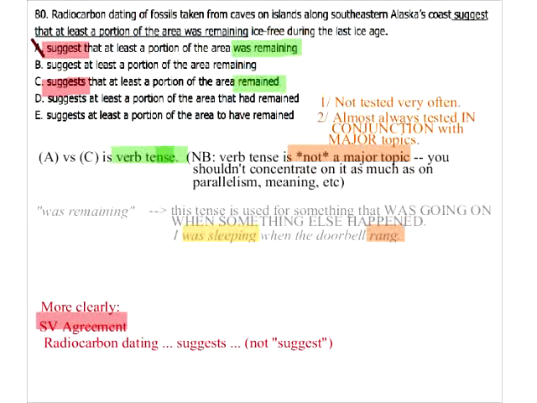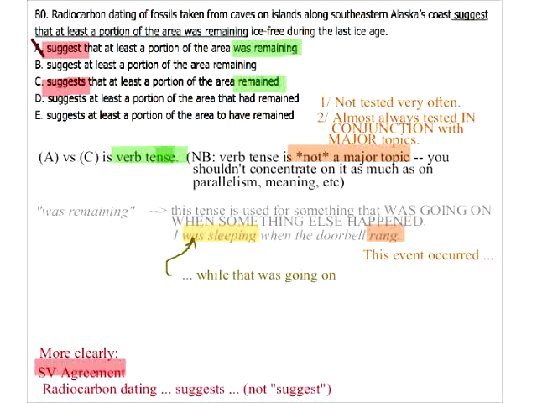So this point event occurred while that was going on. So that's how you would use this tense, and that's not happening here. It's not while this area was remaining ice-free, something else happened. So instead, you're just talking about an isolated fact in the past. When you talk about isolated facts in the past, they're not being related to other things, then you just use the regular past tense.